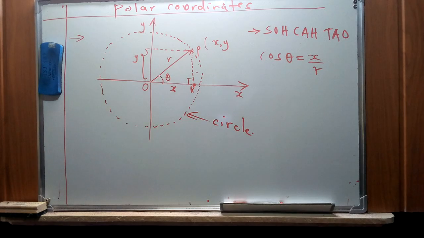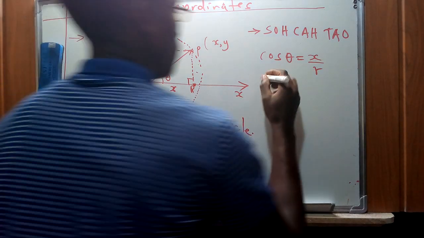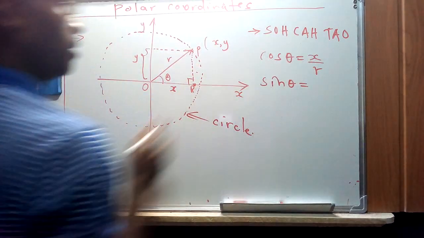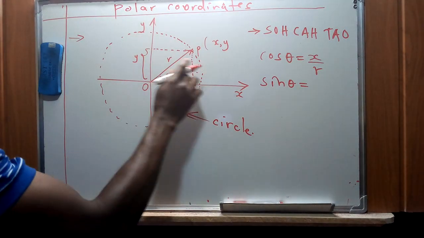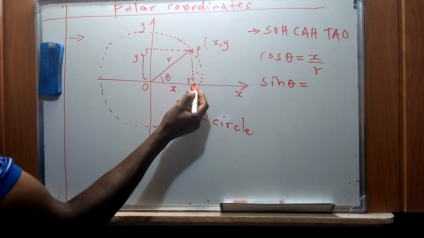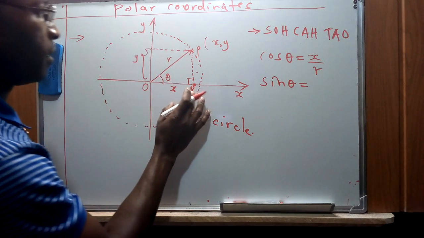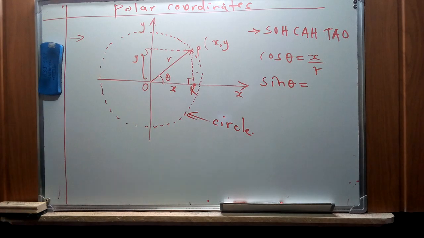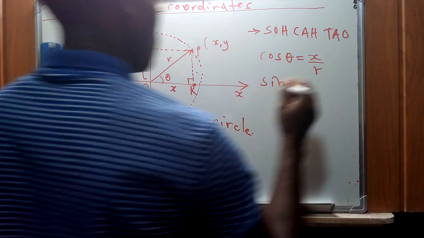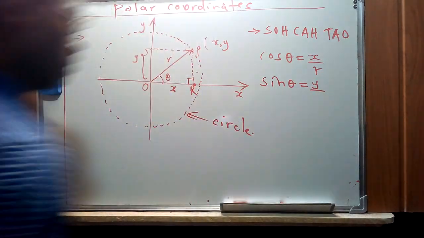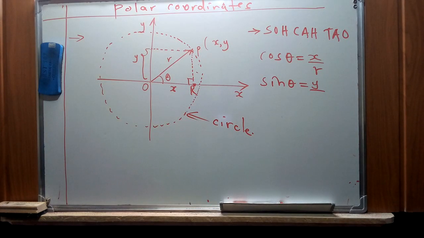And number 2, I can describe the sine of theta, which is opposite over the hypotenuse. Opposite is the distance between this point and P, which has been given as y. So therefore I can write the sine of theta as opposite, which is y, over hypotenuse, which is r.